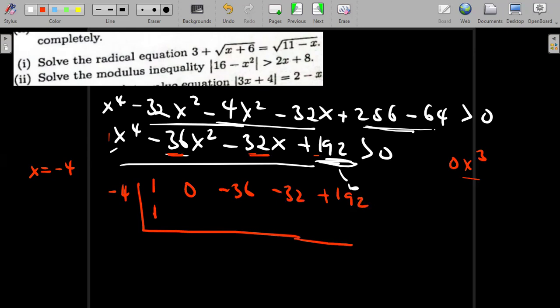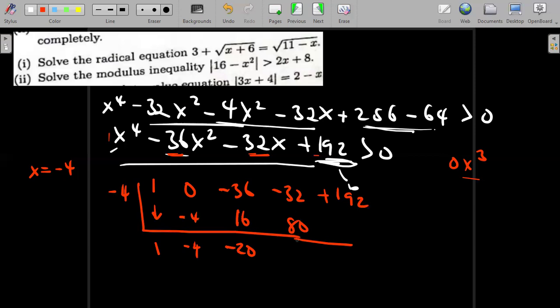So here I drop this 1, multiplied by negative 4. I get negative 4 here. Negative 4 plus 0, I just get negative 4. Negative 4 by negative 4, I get 16. 16 plus negative 36 gives me negative 20. Negative 20 by negative 4 is going to give me positive 80.